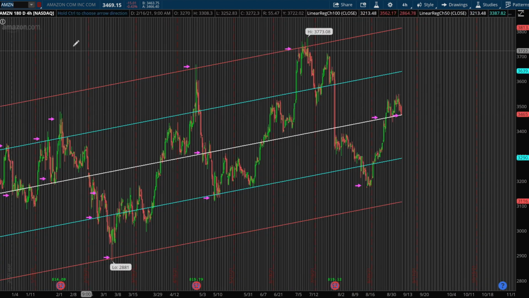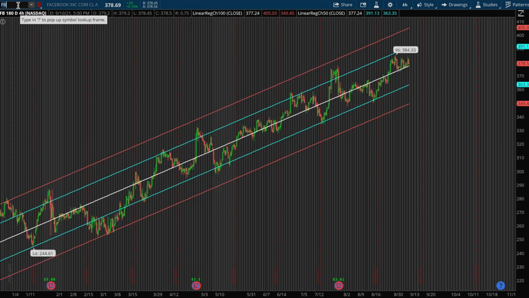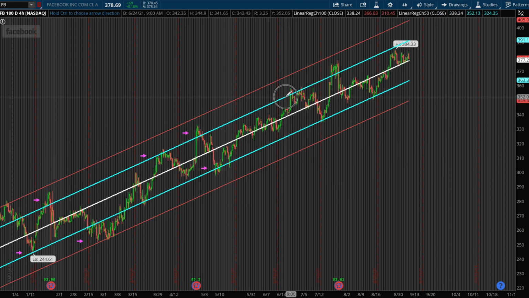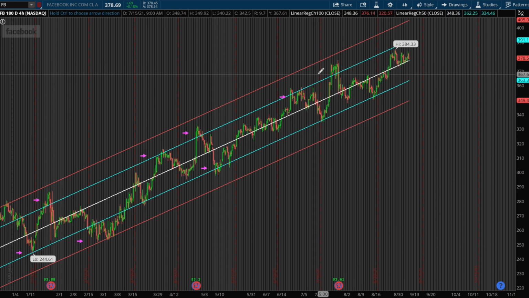So one example that works really well with the linear regression channels is Facebook. So here, Facebook is in a very upward trend, as shown by the linear regression channel. And every time we came to the bottom or the top of the channel, we always bounced back up to the median, or even sometimes above it. So here's the major ups and downs of Facebook, and notice how they're very close to the linear regression deviations.